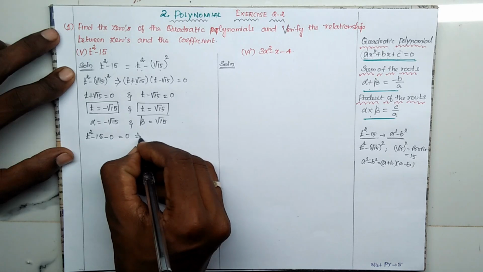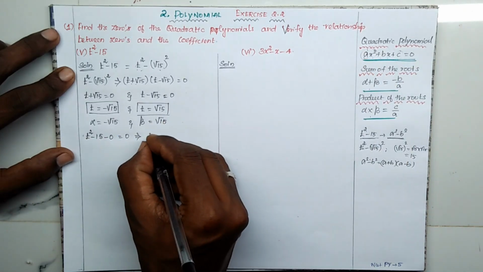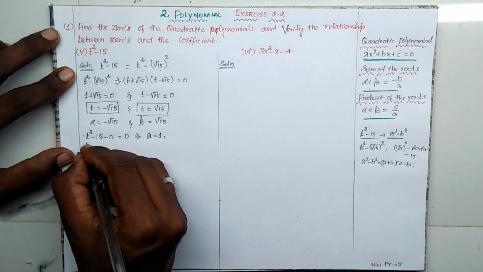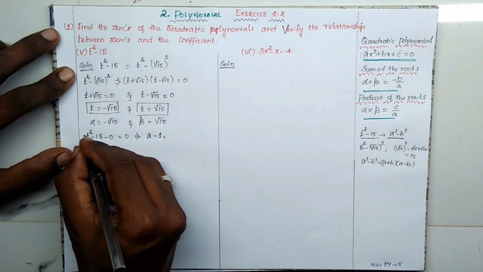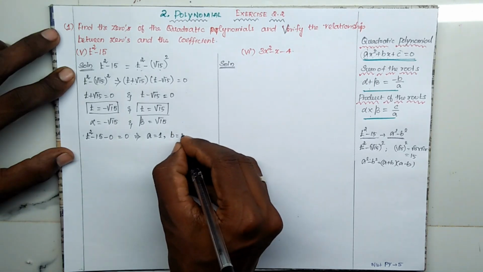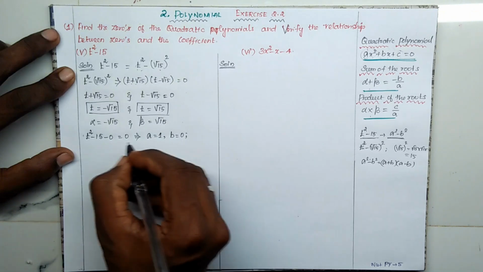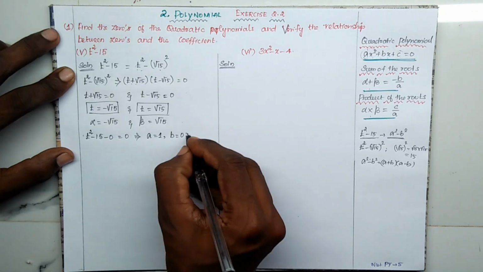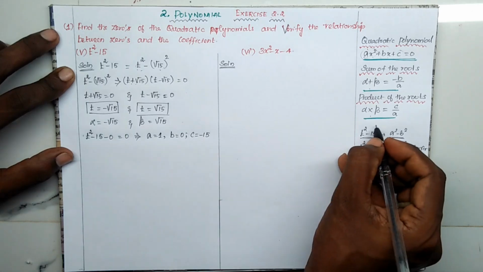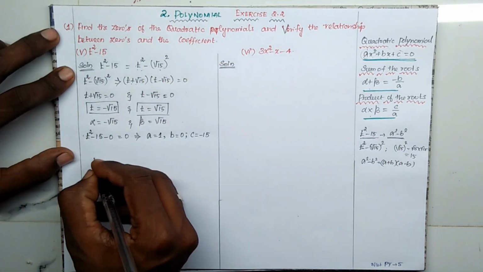Comparing with this quadratic equation, the value of a is equal to 1, that is, the coefficient of t square is 1, and in the place of b, that is the coefficient of x, we have 0, and c is a constant, that is equal to minus 15. Now we are going to verify the relationship between zeros and coefficients.